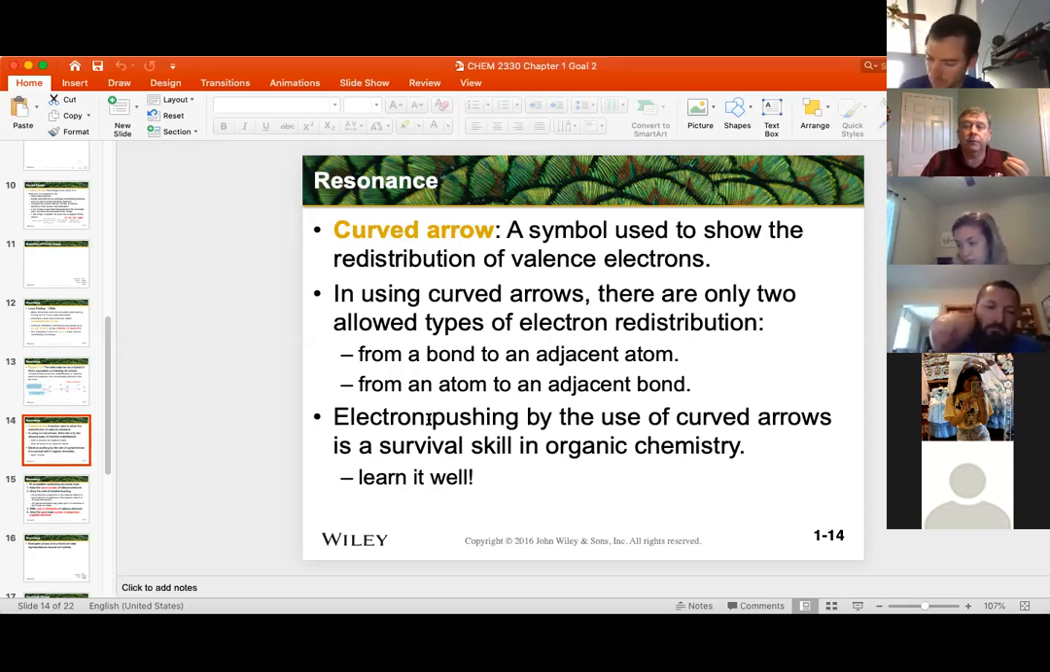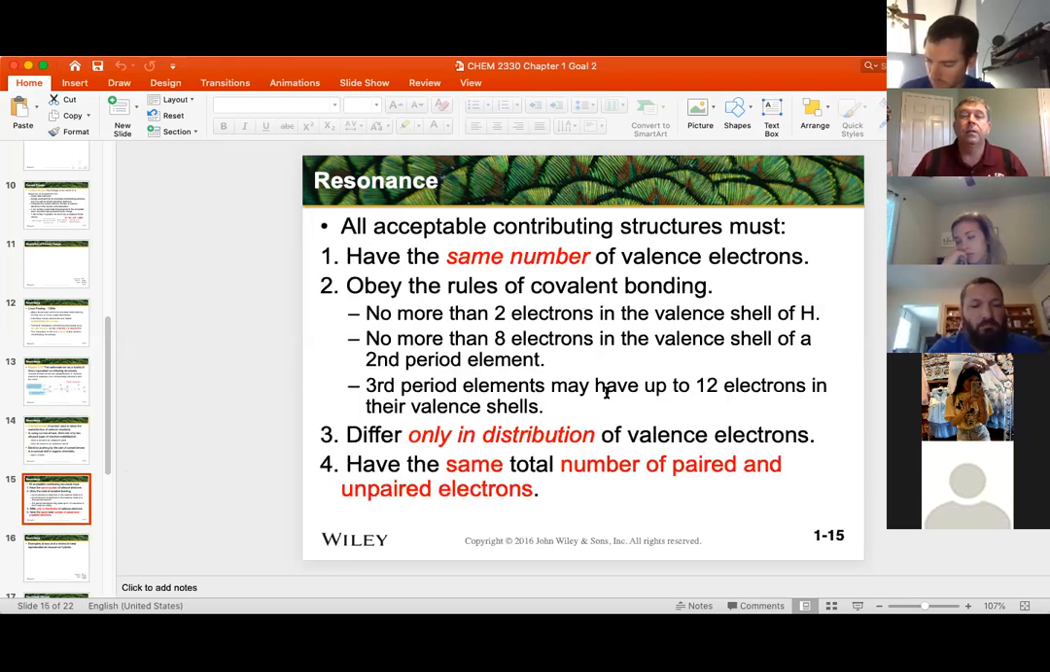So that's why we want to really take charge of understanding that this curved arrow with 2 barbs is our electrons moving to give us difference in reaction, okay? So additional, just to drive this home, is that to be a contributing structure, they must all have the same number of valence electrons. And that means we follow the rules with 2 electrons to hydrogen, 8 electrons to carbon, nitrogen, oxygen. And if we go to higher elements like phosphorus and sulfur, occasionally you'll have more, like up to 12 electrons in their valence shell.